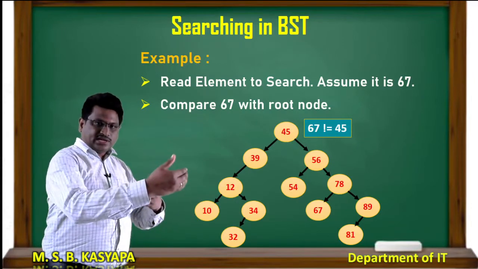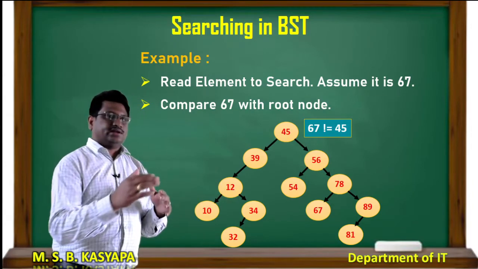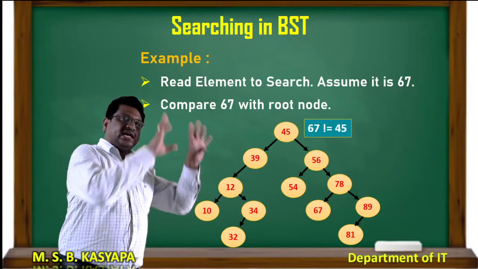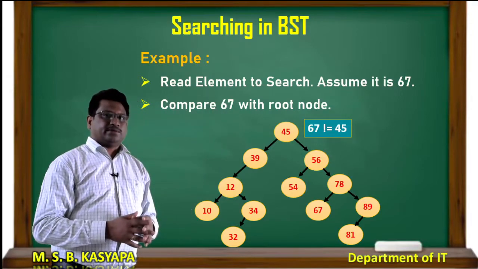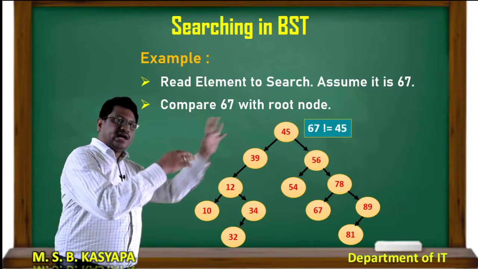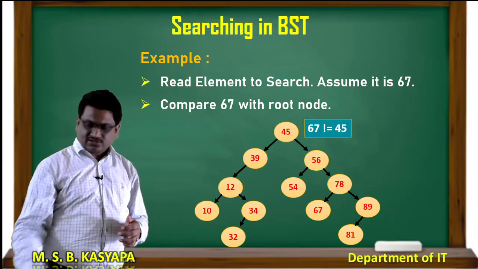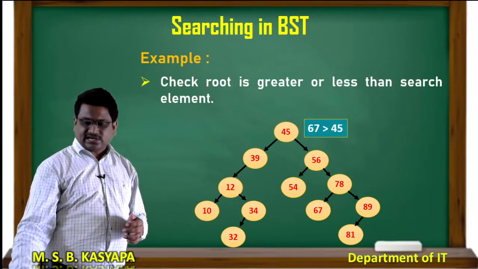Then what I have to do? I have to do the next process. What is the next process? I have to check whether it is smaller or greater. If you see, 67 is greater than 45. So, the desired value is greater, which means I have to continue the searching process on the right subtree. What is the right subtree?